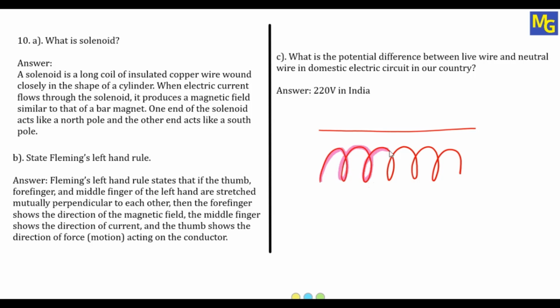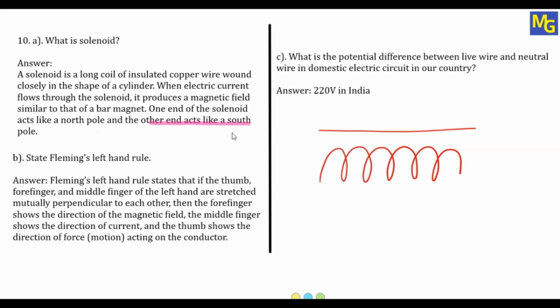So at every point magnetic field will develop, and all together it will become a bar magnet. So here when the electric current flows through the solenoid, it produces a magnetic field similar to that of a bar magnet. One end of the solenoid acts like a north pole and the other end acts like a south pole.